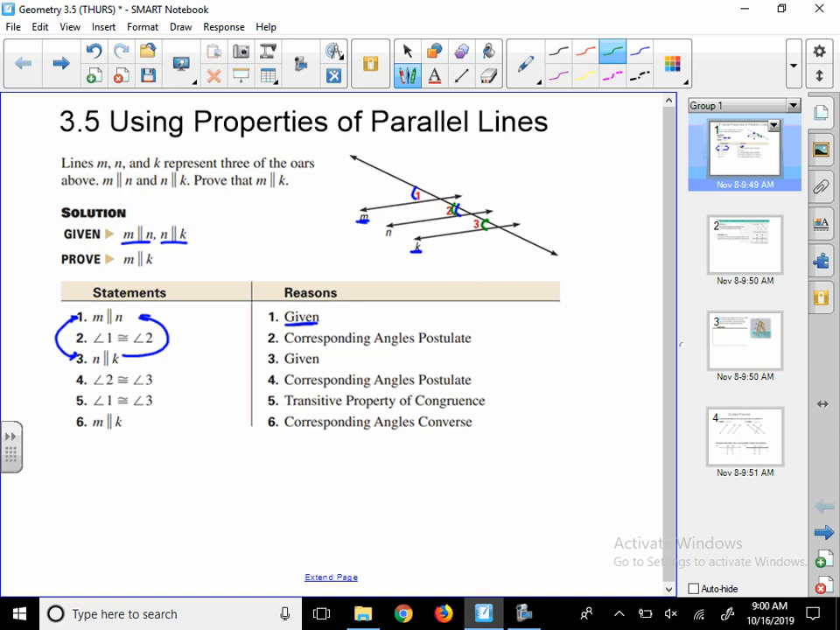Since they are on the same side and above the lines, they're again corresponding angles. So we use our corresponding angles postulate to say that they are congruent.